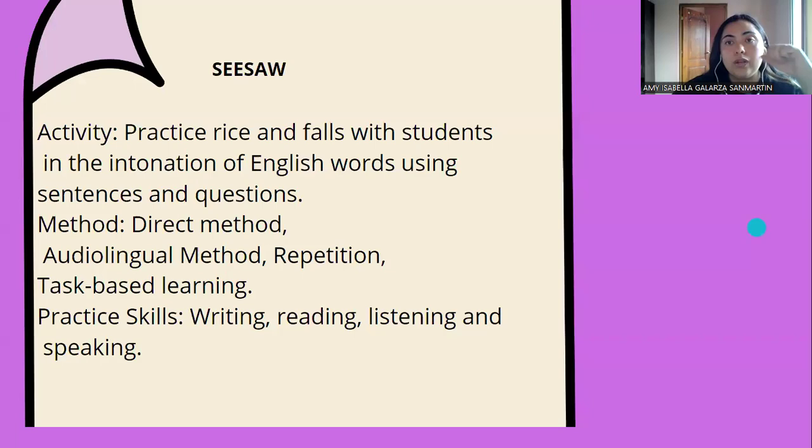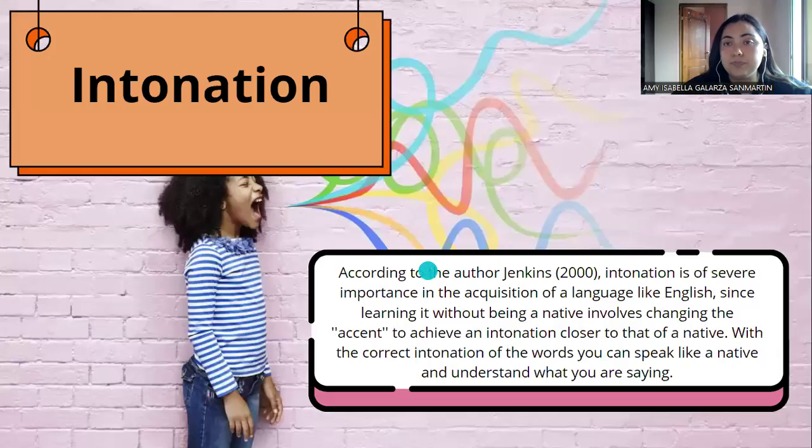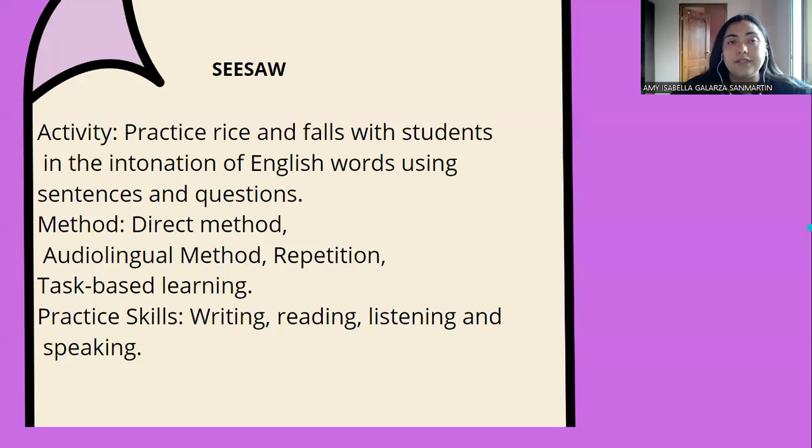I plan one activity and also it's a game. I'm still using the gamification and the game-based learning methods, and also the audiolingual and others, the direct method when the explanation is the first time. In this activity about intonation, I plan this game called Seesaw.